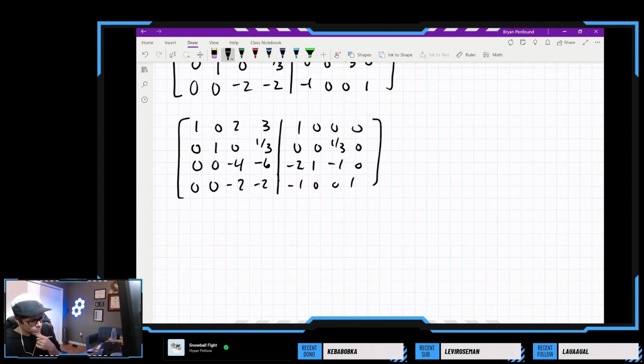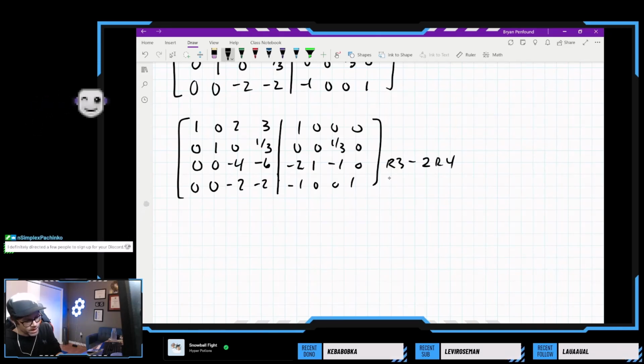Okay, so with that said, we should now be able to take row 3 and add to that. No, we need to subtract, don't we? Because they have the same sign. So let's subtract 2 copies of row 4. Then let's take row 4 and divide by negative 2. So ordering is going to be important here.